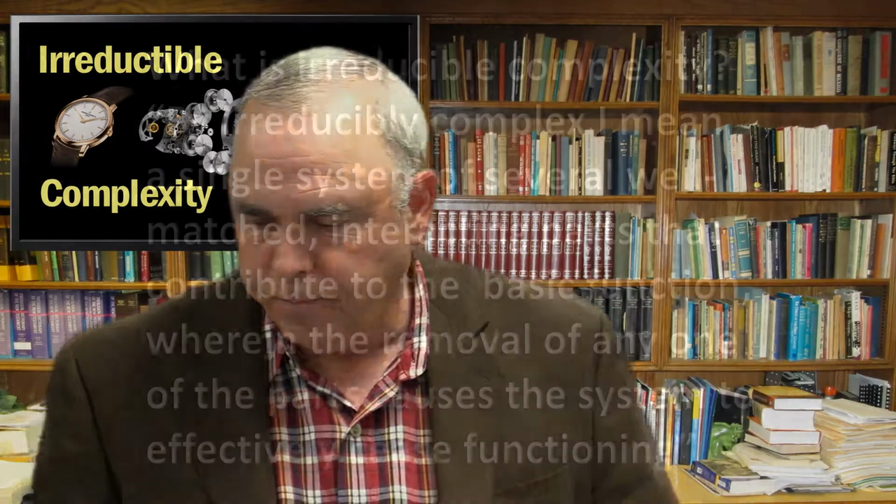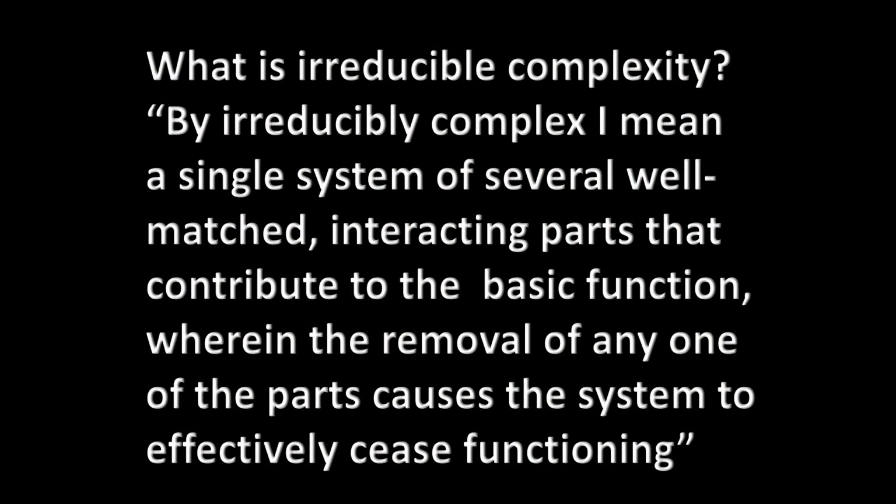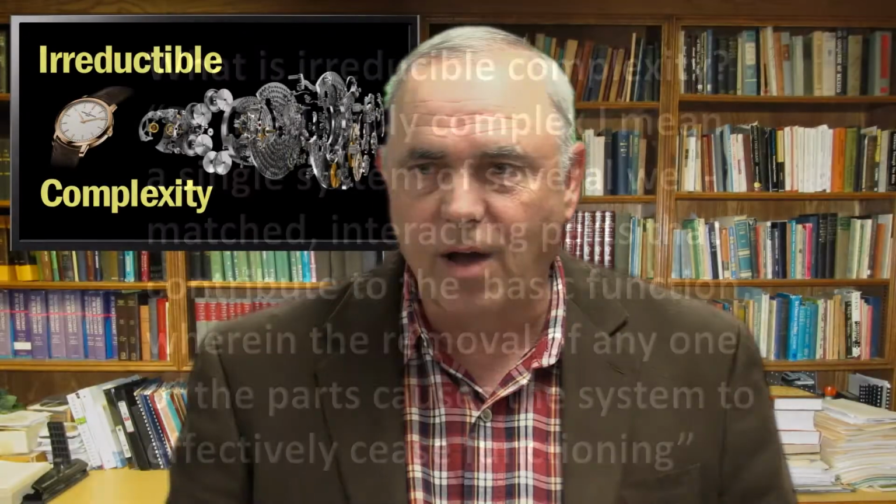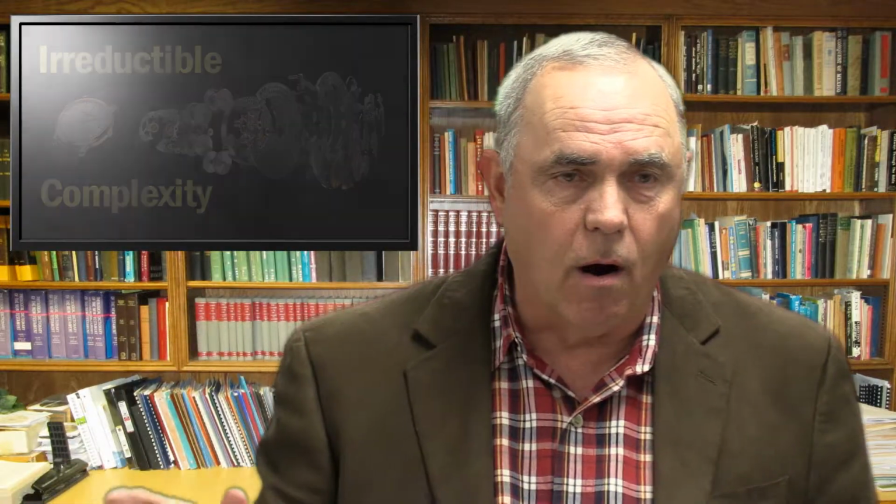For this, I'm going to quote Michael Behe. This comes from Darwin's Black Box. By irreducibly complex, I mean a single system of several well-matched interacting parts that contribute to the basic function, wherein the removal of any one of the parts causes the system to effectively cease functioning. So you've got a multiple series of parts or function of either an organ or a chemical reaction that must occur, and if you remove any one of those parts, then the system will fail and is non-functional. So it's really not difficult at all to understand the concept of irreducible complexity.